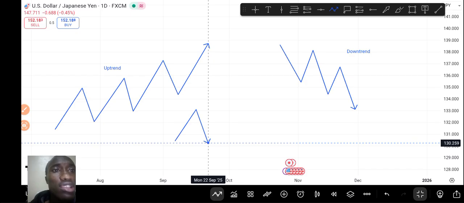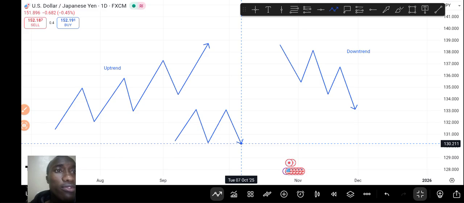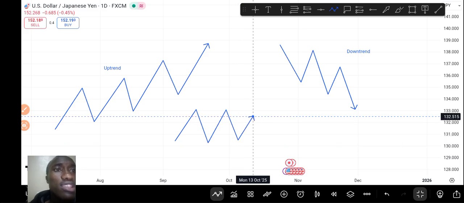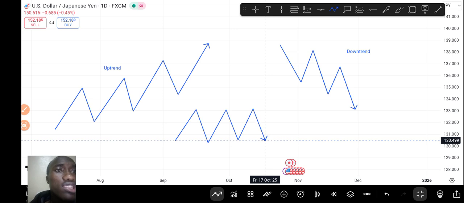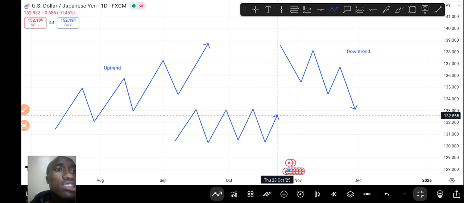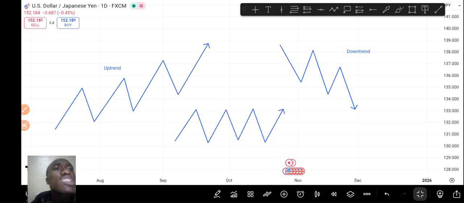It just forms equal highs and equal lows. It is not breaking structures, it is consolidating. This one is known as a sideways market or a consolidation because it is not making any higher highs, it is not moving up or down, it is just there consolidating. It has equal highs and equal lows. So I believe we can differentiate the three markets: an uptrend, a downtrend, and a sideways market.